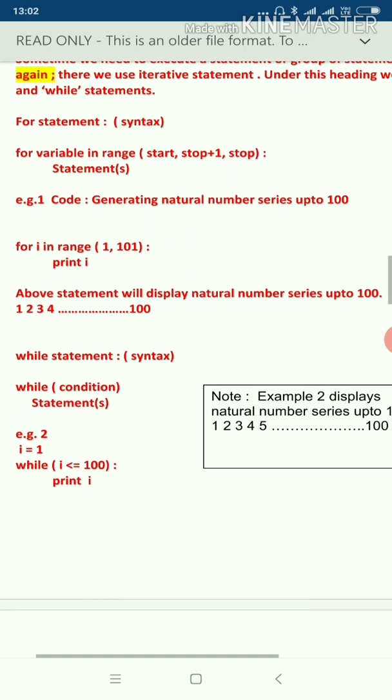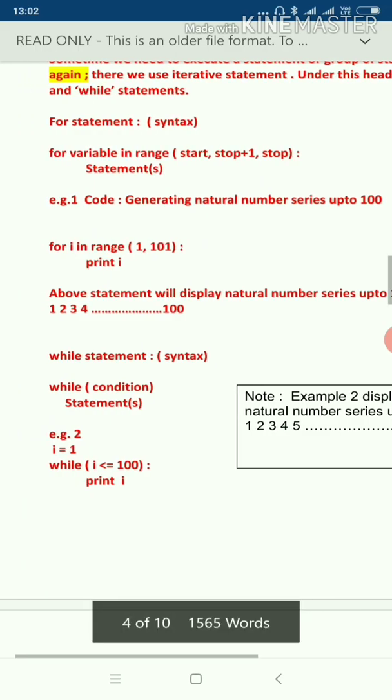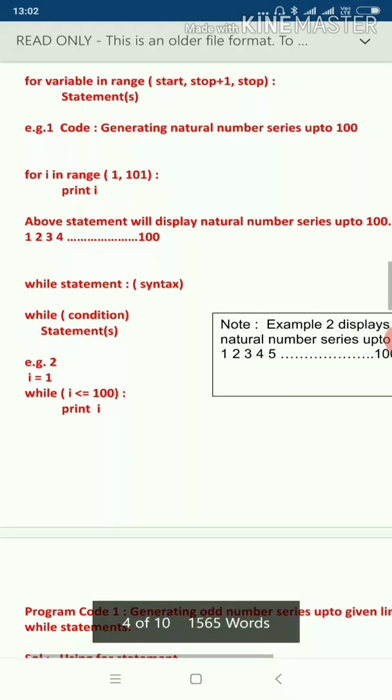Let's discuss the syntax of the for statement. As you can see, the syntax of the for statement is for variable in range, followed by the starting value, then stop plus 1, meaning the last value plus 1, and then followed by the increment. And after that, the statement in the next line. So this is the syntax of the for statement.